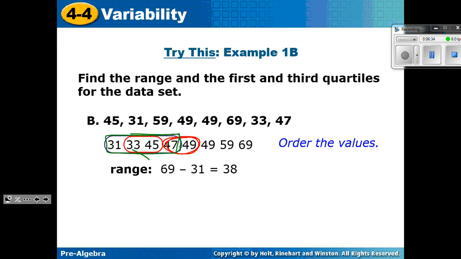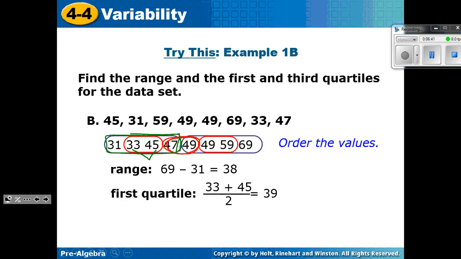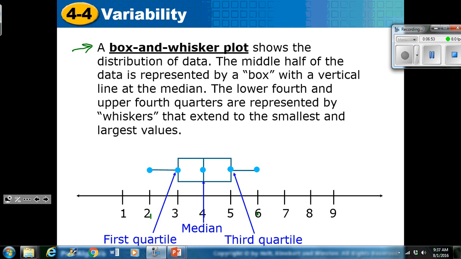And then we need to find the average there to find our middle number, which is going to be 39, and same deal in the top half. You got to find what's in the middle of 49 and 59, which is going to be 54. Okay, so now that you know how to find the minimum value, the first quartile, the median, the third quartile, and the maximum value, you should be ready to make an actual box and whisker plot.